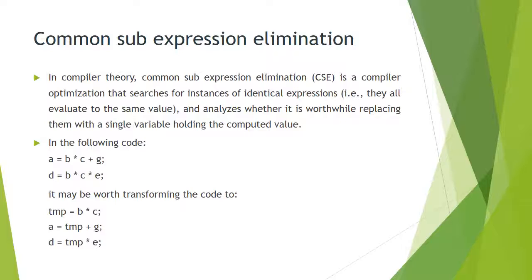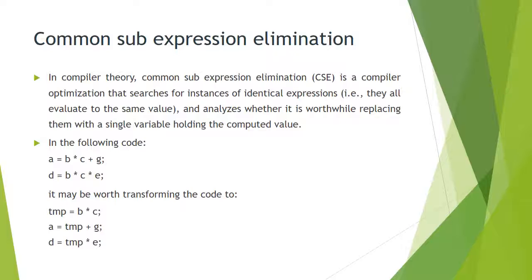So first of all, we are going to see common subexpression elimination. In compiler theory, common subexpression elimination (CSE) is a compiler optimization that searches for instances of identical expressions, that is, they all evaluate to the same value, and analyzes whether it is worthwhile replacing them with a single variable holding the computed value.